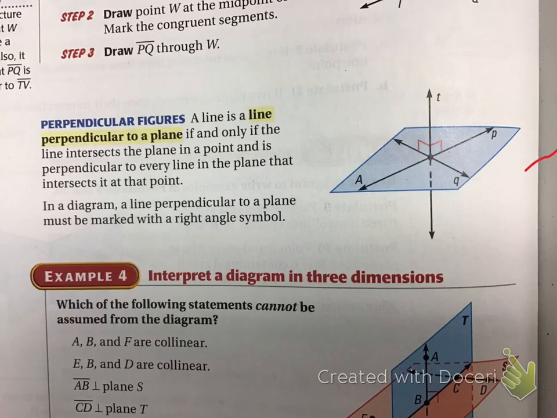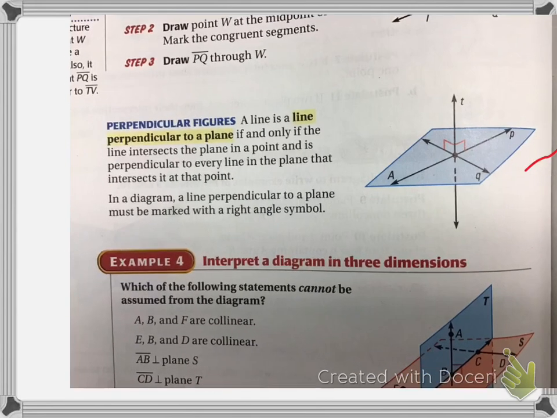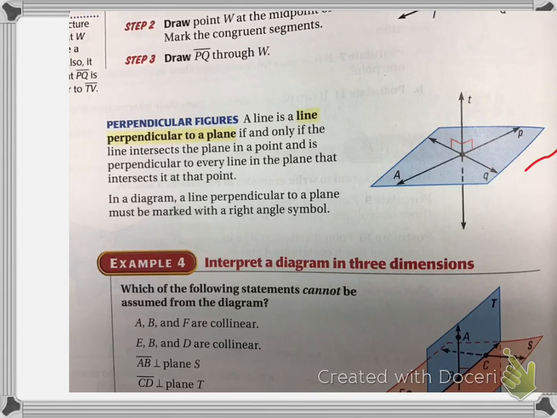Last thing we're going to talk about is this picture here. Whoa. A line is perpendicular to a plane if and only if the line intersects the plane in a point and is perpendicular to every line in the plane that intersects it at that point. So that's a pretty complicated definition.